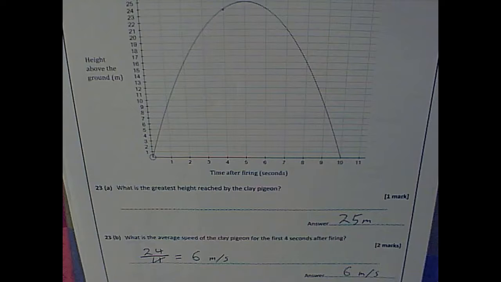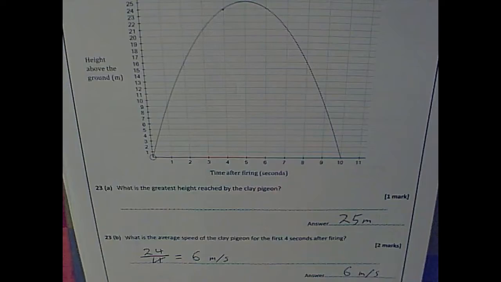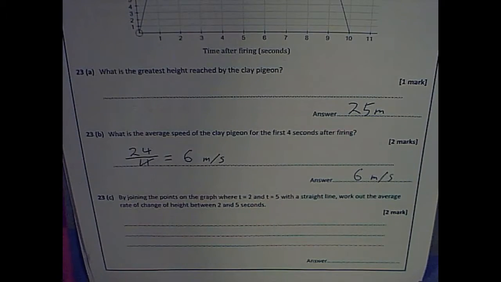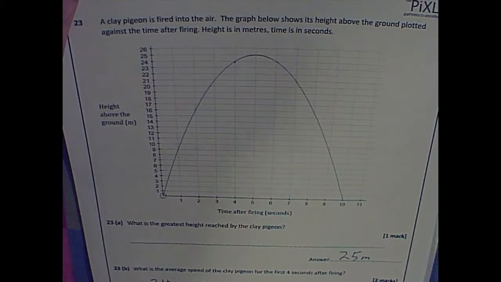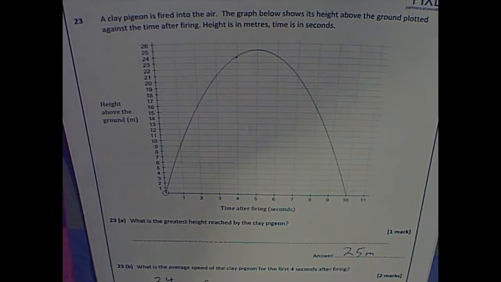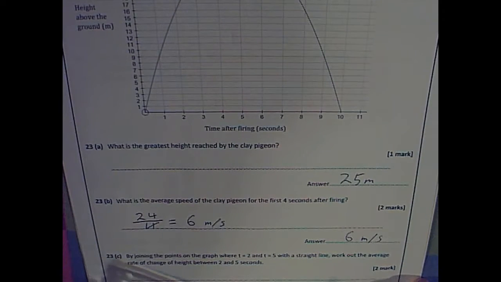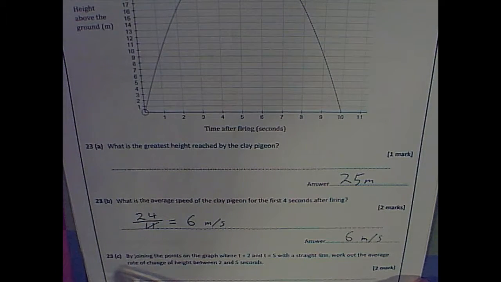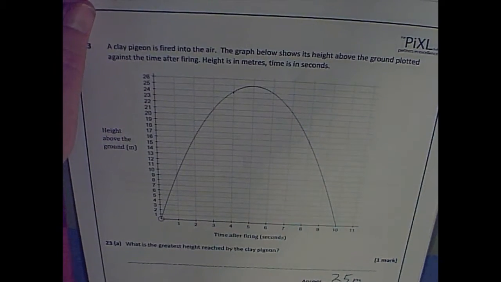asks me, by joining the points on the graph where t equals 2 and t equals 5 with a straight line, work out the average rate of change of height between 2 and 5 seconds. It's quite wordy, but all it's saying is how much is it changing by per second on average between 2 and 5 seconds. So I'm going to just follow its instructions. It's asked me to join up points on the graph where t equals 2 and t equals 5 with a straight line. So here we go.